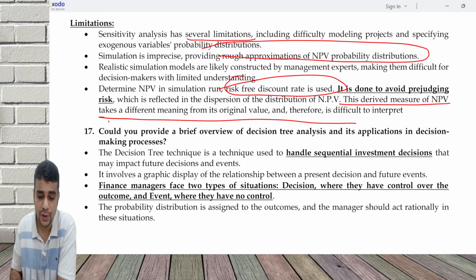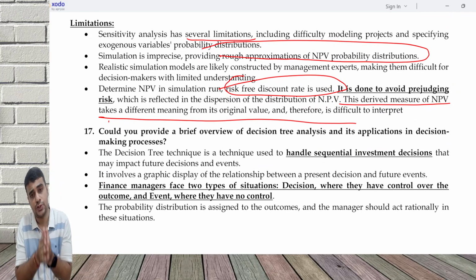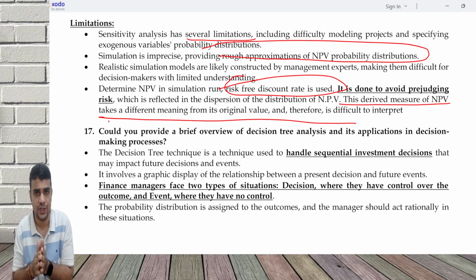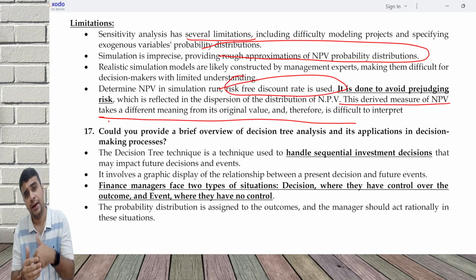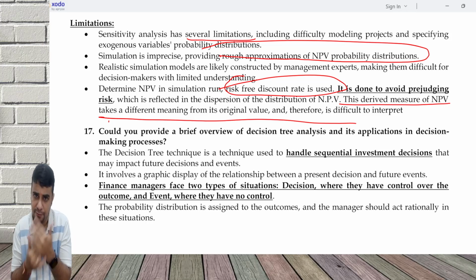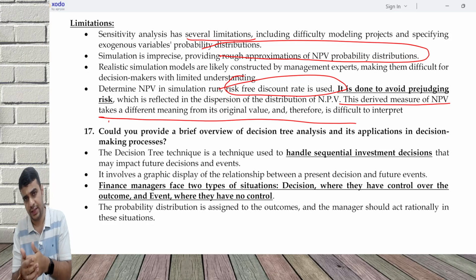Brief overview of decision tree analysis. Decision tree analysis is useful when you have to do sequential decision making. What is sequential decision making? You start with whether I should invest 1 lakh today or not. That's the decision you're taking. Once you took that decision, depending on success or failure of the project, you have to take a second decision, a third decision, a fourth decision.